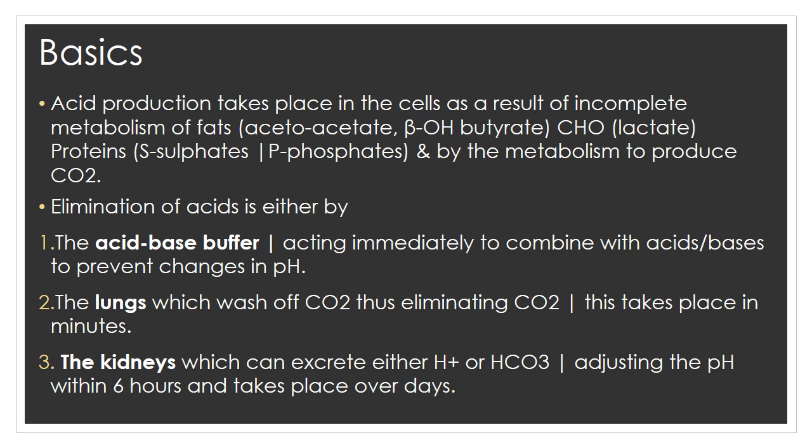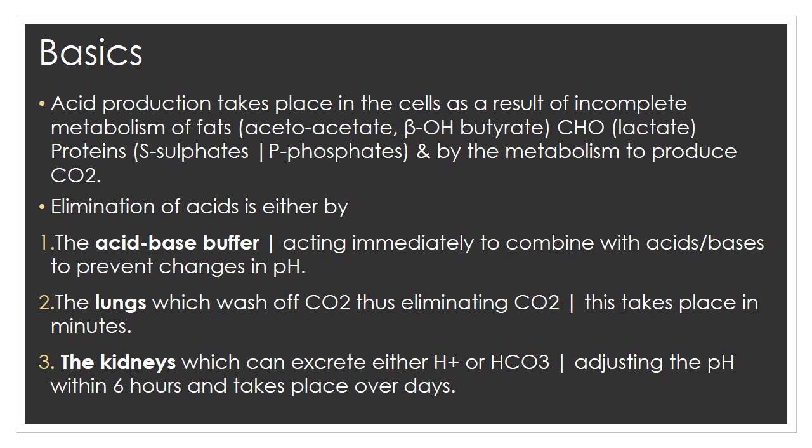First, let's understand the basics of acid-base balance. Acid production takes place in the cells as a result of the metabolism of lipids, fats and carbohydrates, because in the end, when they get burnt, there is a production of CO2 and H2O. Now this CO2 combines with H2O to form carbonic acid, and then it becomes H plus ion and HCO3.